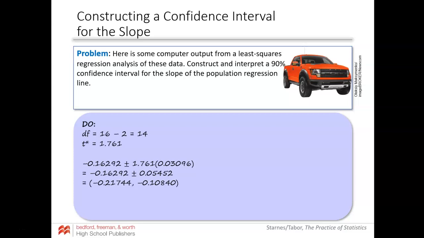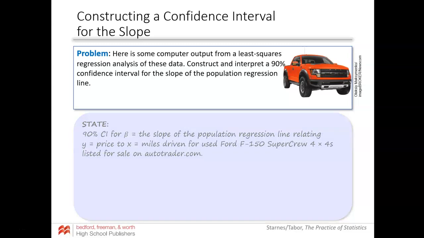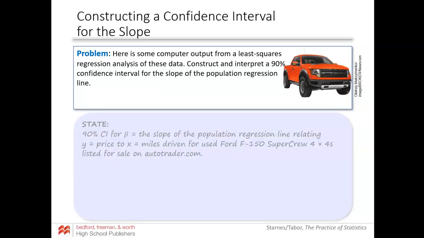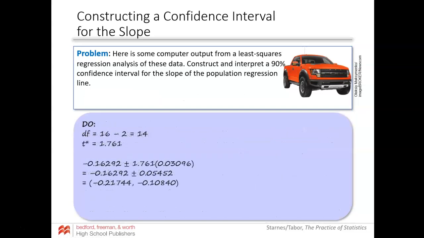This is them doing the confidence interval by hand. So degrees of freedom would be 14 because sample size minus 2. T star came off of table B, so 90%, T star for the 14 row is 1.761. This number right here, this negative 0.16292, that came off the computer output. So that came off of, remember, B is slope. So miles driven coefficient, boom, there's your slope right there. So that's B. It would just be too beautiful if they called it B, but they didn't. So that's what goes in our statistic part.